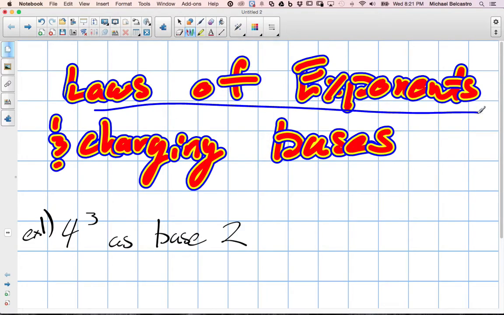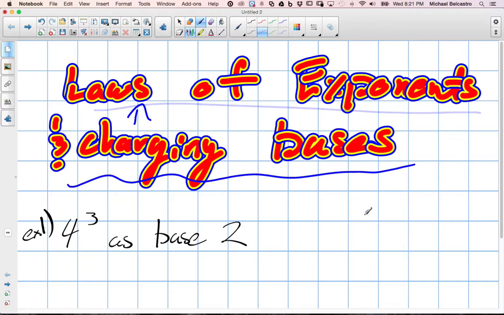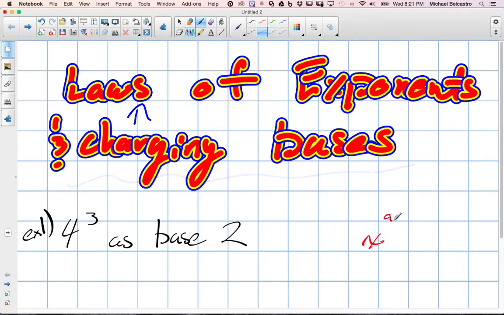Look at laws of exponents, and we're going to change the base for it. The law we're going to look for is the power law. The power law is the idea that if you have some base to the power of a, and then that is to the power of b, it can be simplified by just writing that same base to the power of a times b. So just multiplying those two exponents, okay?